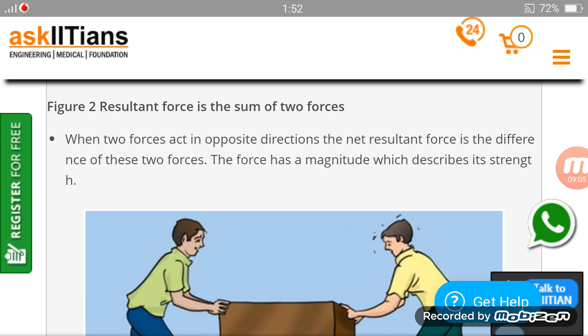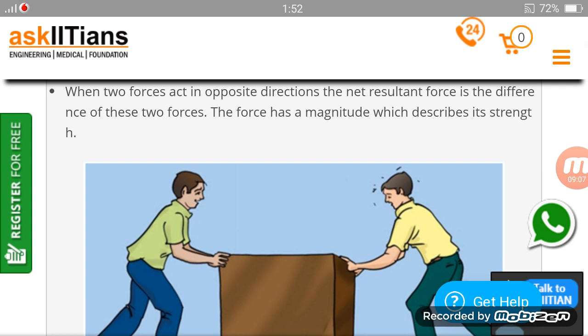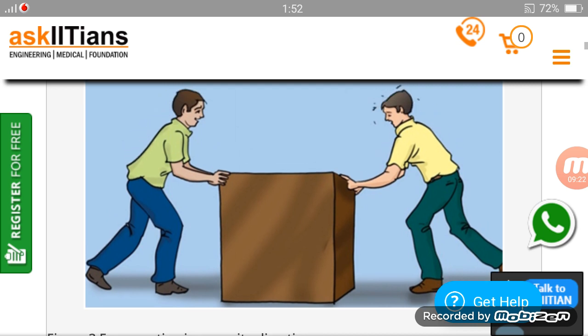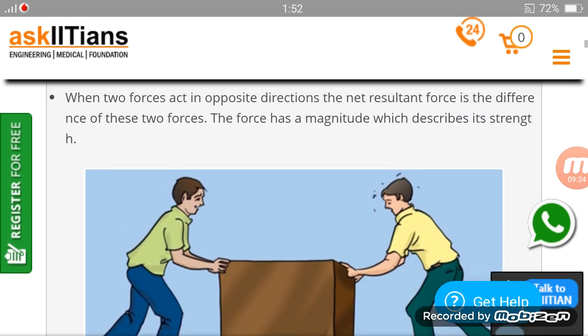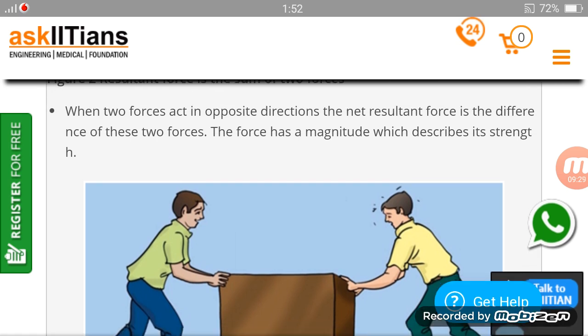The second condition is given here. Now, when two forces act in opposite directions, the net resultant force is the difference of these two forces. The force has a magnitude which describes its strength. So, now the two boys, I would like to show you the diagram. Yes, now the two boys are applying force from different, opposite directions. So the net resultant force is the difference of these two forces.